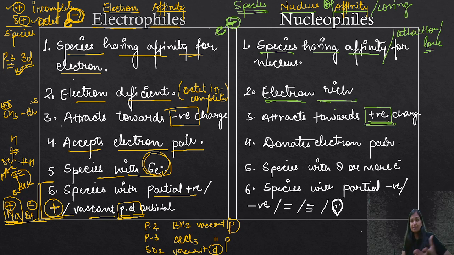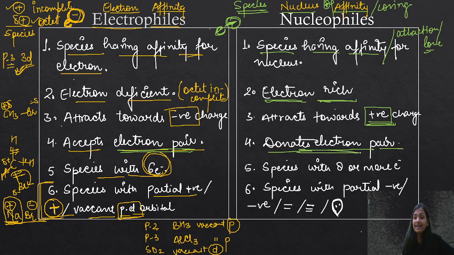I will be giving you examples, so please don't worry. First, go through the points of difference. Now if any species is a nucleophile showing attraction for the nucleus, then definitely it will have a tendency to give its electron pair, right? So we can say that such a species donates electrons. Electrophiles accept electrons and nucleophiles donate electrons.